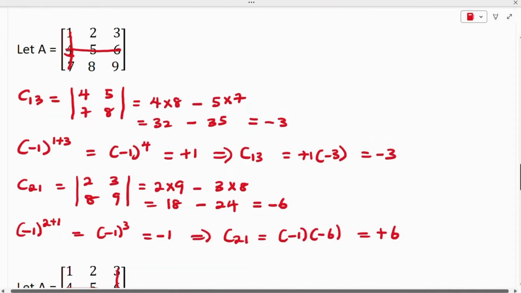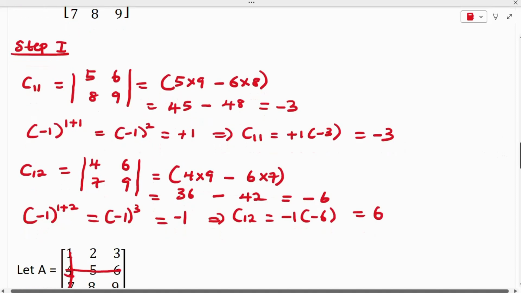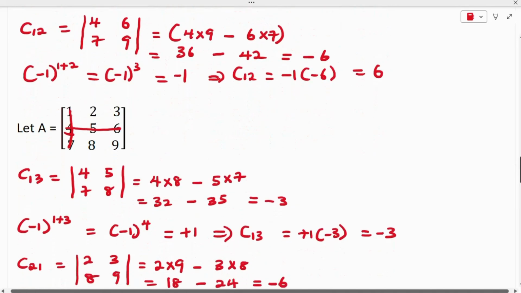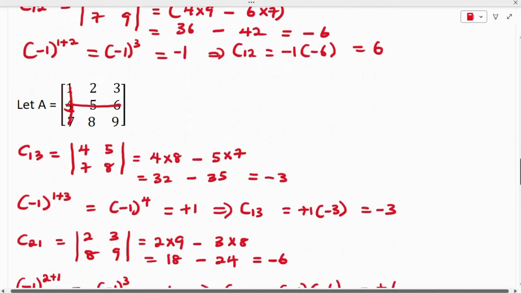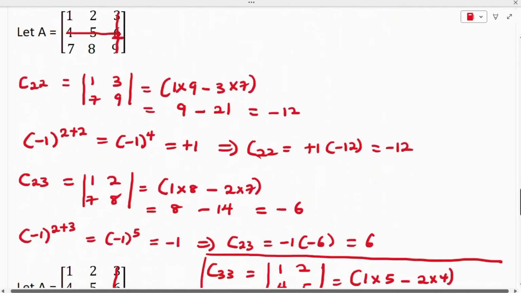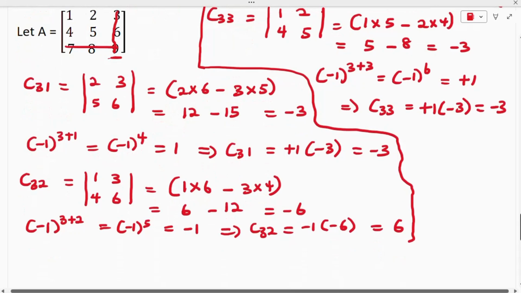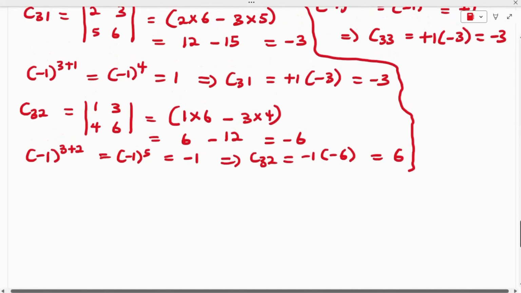So from here we have C11 to be minus 3, C12 to be 6, C13 to be minus 3, C21 to be minus 6, C22 to be minus 12, C23 to be minus 6, C31 to be minus 3, C32 to be 6, and C33 to be minus 3. So we are done with step 1.